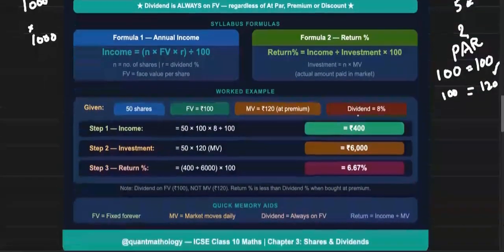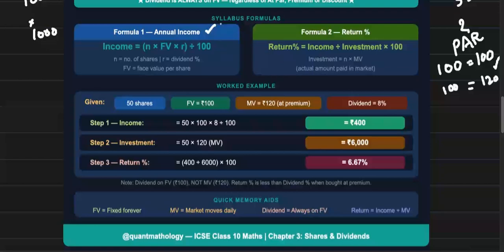Moving on. There are two important formulas given in your textbook. First is income: number of shares multiplied by the face value multiplied by the rate of dividend. This is not rate of interest, this is dividend rate. 10% of the face value, 2% of the face value, 100% of the face value, whatever percentage is given, you multiply everything and divide by 100, you will get the income. Got it? What is return? Return percentage is income divided by investment, the whole multiplied by 100. This is the formula. So you will get the return percentage.